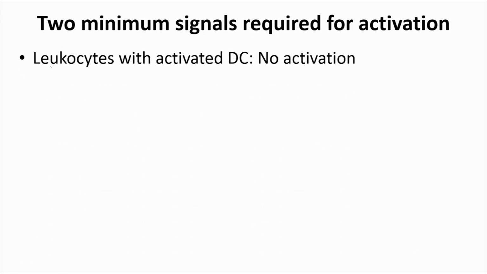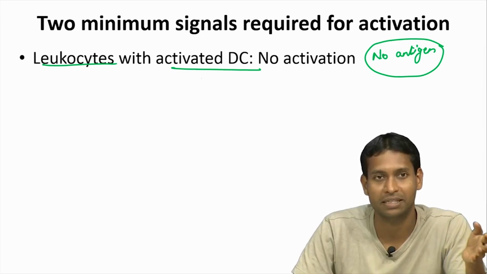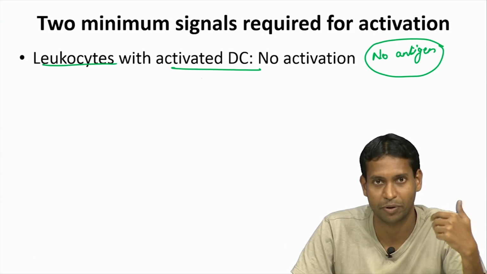So, what are these 2 signals? Let us say the leukocytes come in contact with an activated DC, but at this point there is no antigen. Only the dendritic cell is activated due to one reason or another, maybe there was some inflammation in the surroundings, and then this dendritic cell got activated, but it does not harbor any foreign antigen. These leukocytes will not get activated. That is good, right, because activation can even happen if I rub my skin, which causes inflammation, and the DCs in the surroundings can get activated. But I do not want these leukocytes to get activated against my own antigen, because there is no other foreign antigen.